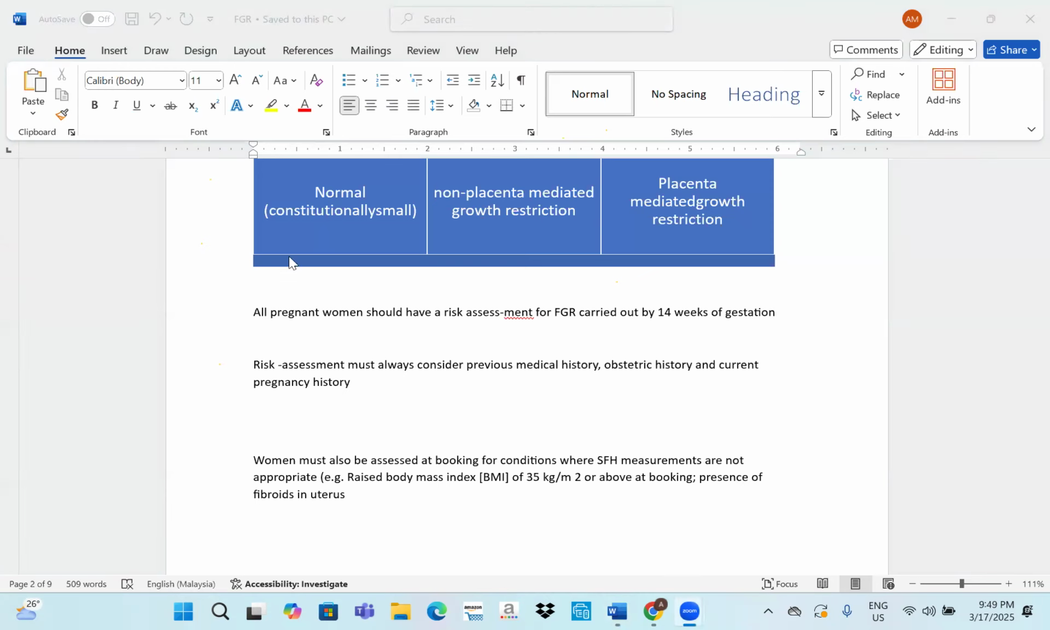Okay. So how you will incorporate in your history taking or the management of the patient, because this is very important. This is a new point. So women must also be assessed at booking for the condition where symphysiofundal height measurements are not appropriate. So this is your other history point. You have to ask about BMI of the patient, because this is very important. In these patients, you cannot plot the symphysiofundal height, but you have to do the ultrasound to know about the estimated fetal weight to plot the chart.